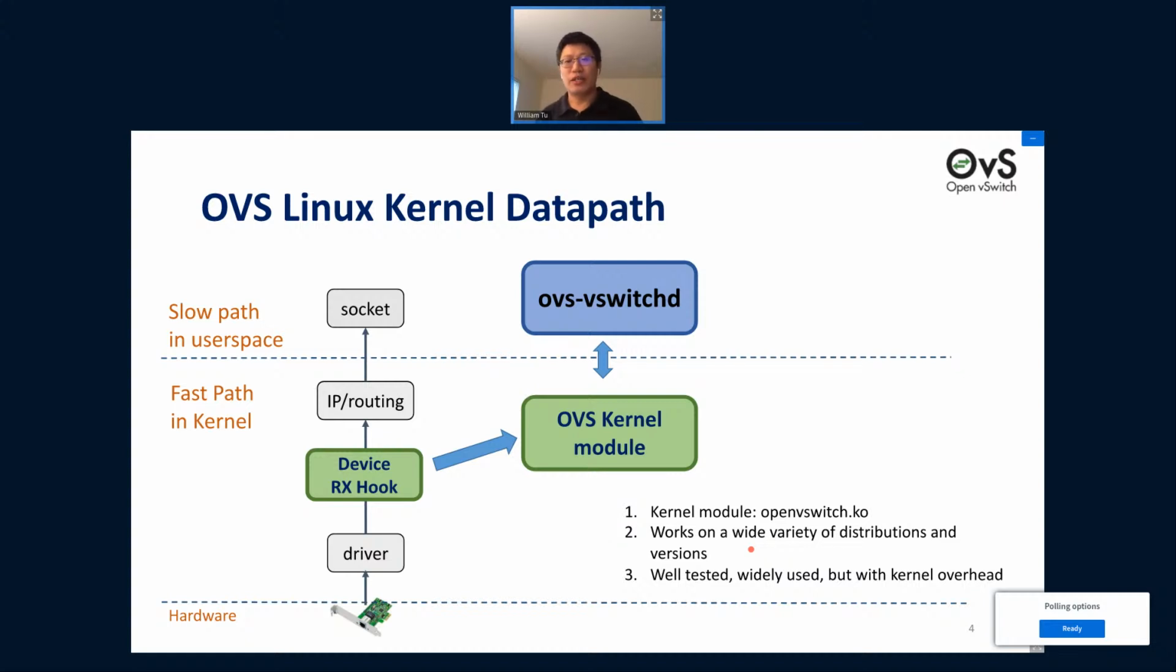So far, it works on a variety of different Linux distributions, and it's been well tested and integrated and used with other Linux kernel components. For example, today the OVS kernel module uses the Netfilter subsystem for connection tracking, and it also shares and uses the Linux kernel's tunnel implementation, for example Geneve tunnel and VXLAN tunnel. However, this kernel module is well tested, but it has kernel overhead.